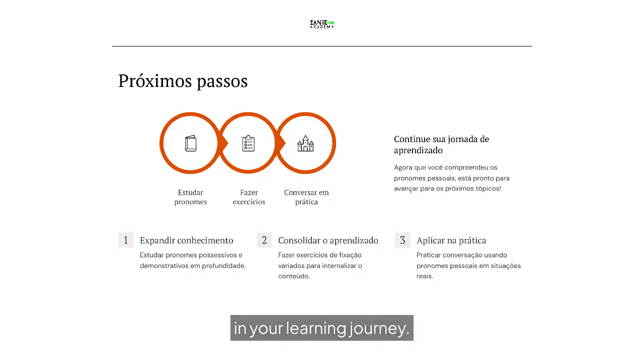your learning journey. You've built a solid foundation, and it's time to expand your knowledge even further. First, let's talk about deepening your understanding of different pronouns. We will explore possessive pronouns, like mine and yours, as well as demonstrative pronouns, such as this, that, these, and those. These pronouns will help you express ownership and specify items in conversation, making your communication even clearer. Can you imagine how using these new pronouns can enhance your ability to describe things in your daily life?